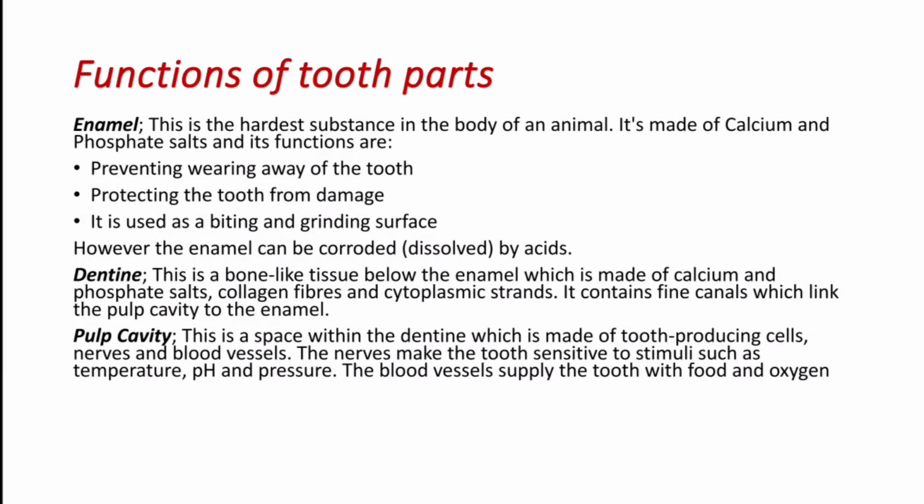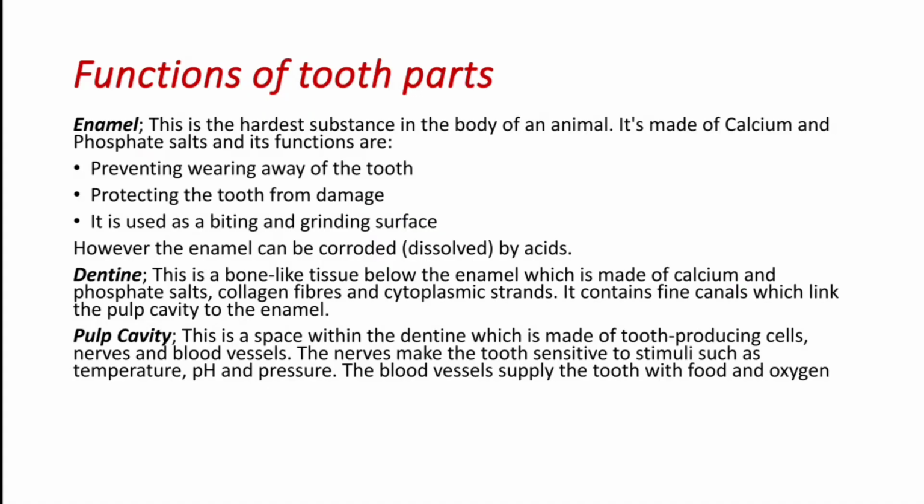So the nerves make the tooth sensitive to stimuli such as temperature, pH, and pressure. The blood vessels supply the tooth with food and oxygen. The nerves that are contained in the pulp cavity make the tooth sensitive because the duty of nerves is that they are used to transmit electrical impulses. So if you take in something that is cold in your mouth, that coldness will be detected by these nerves so that you'll be able to say, oh, what I'm taking is cold.